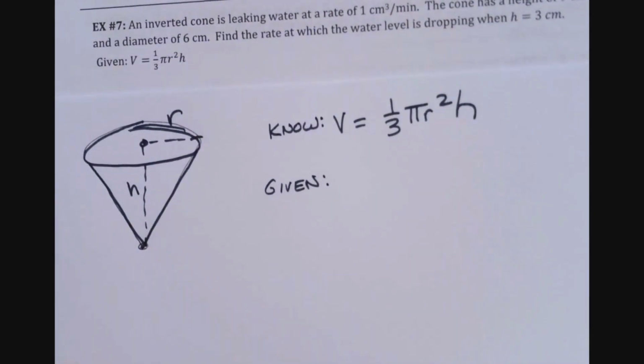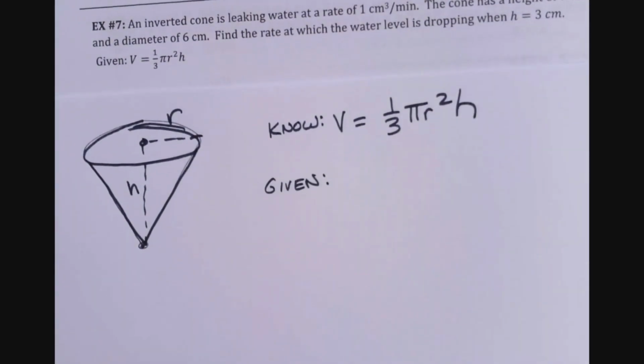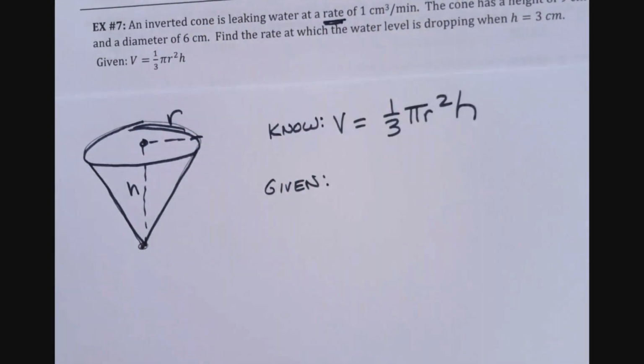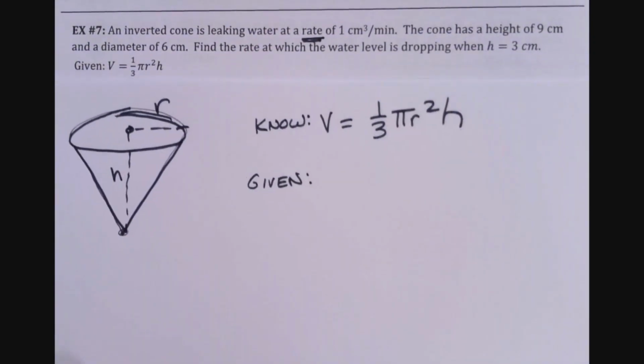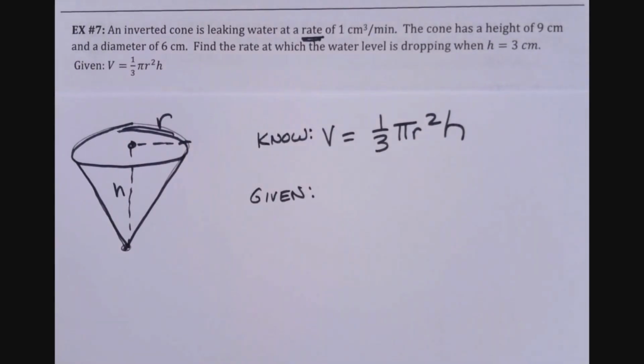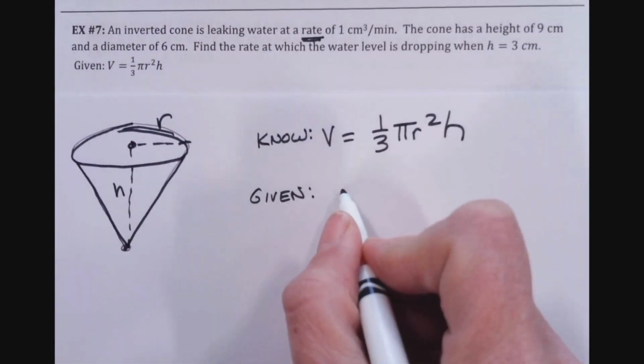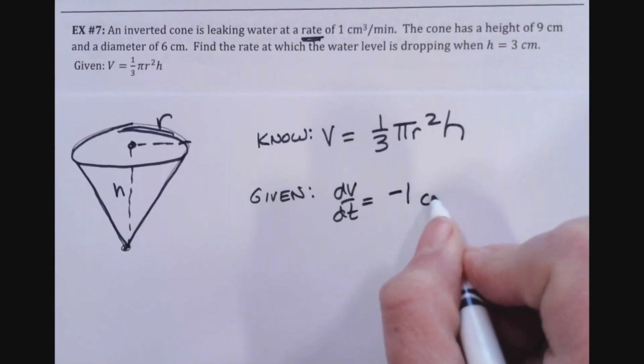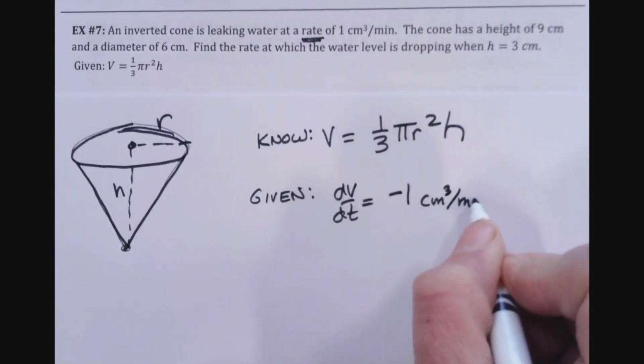Inverted cone is leaking water at a rate of 1 cubic centimeter per minute. Well, what is that? The derivative of the volume. The volume is changing. As soon as it says rate, you know it's a derivative. And the units alone can tell you. Cubic centimeters per minute is the volume. So dV/dt would be -1 cubic centimeter per minute.